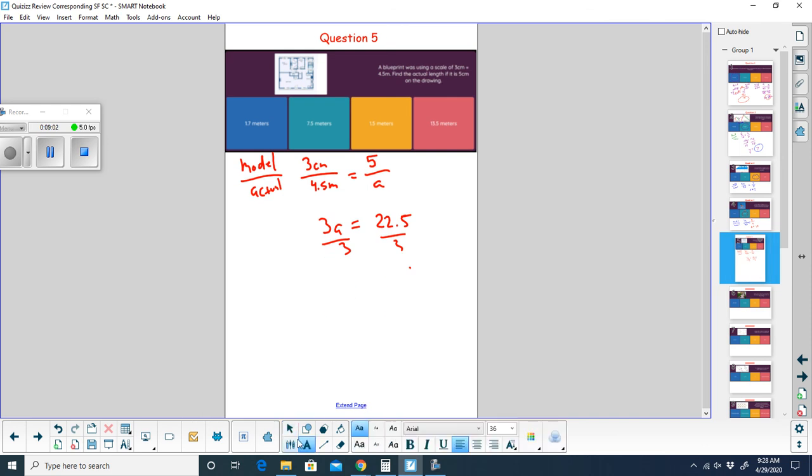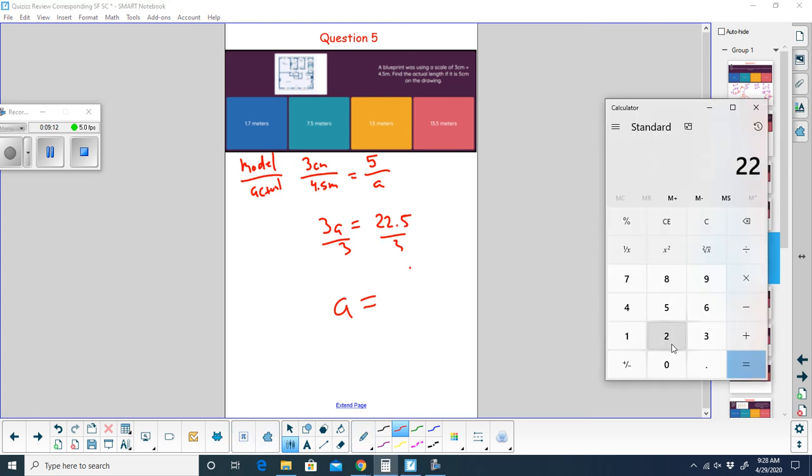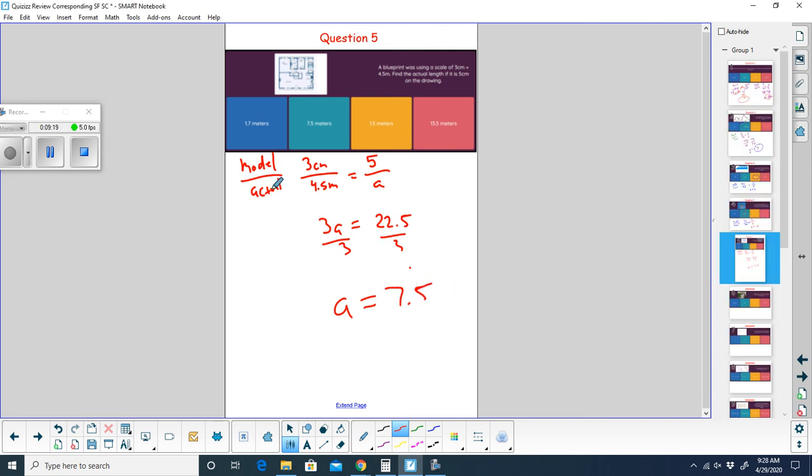Sorry about that, folks. So I get A is equal to 22.5 divided by 3, which is 7.5. So what does that mean? If 3 centimeters in the model goes with 4.5 meters in the actual world, well, 5 centimeters on the model would go with 7.5 meters in the actual world. Let's move on.